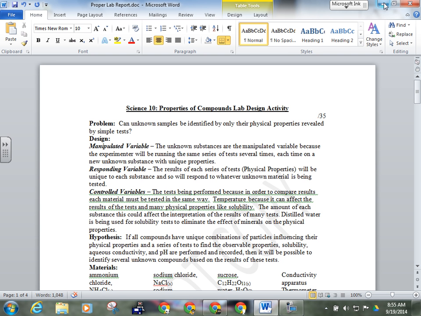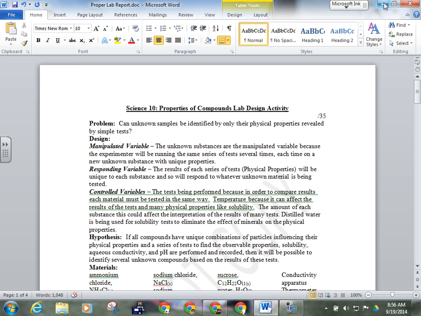And then the controlled variables, how many of these are you supposed to have? 3. Got to have 3 of these. So the test being performed, those have to be controlled because in order to compare results, each material has to be tested in the same way. I wouldn't run just a solubility test and a pH test on one thing and then just a conductivity test on another. That wouldn't be a fair way or a controlled way to run the experiment. Temperature, because it can affect the results of the tests and many physical properties like solubility.